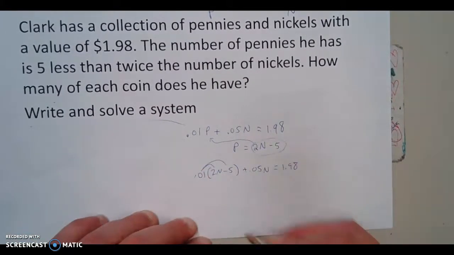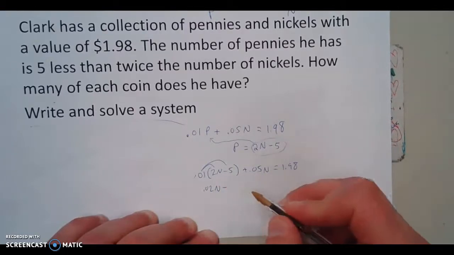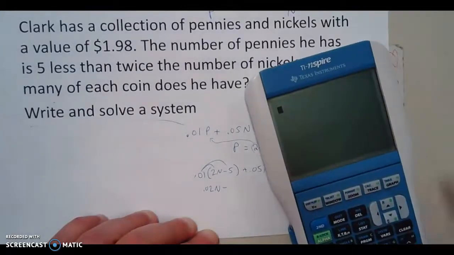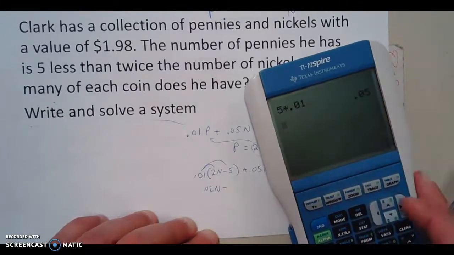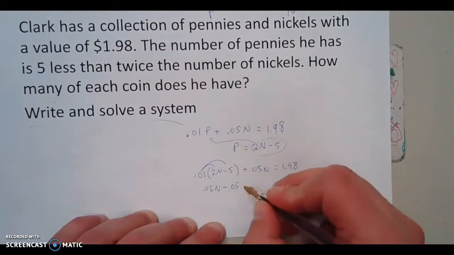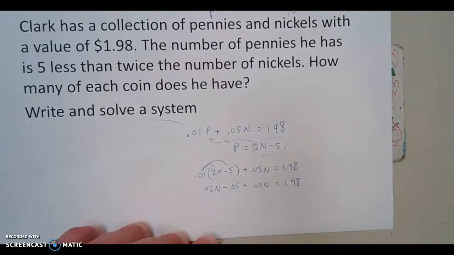Okay, so we're going to distribute. That's going to be 0.02n minus 5. And for any of this stuff, if you need calculators for it, obviously feel free. If you don't know what 5 times 0.01 is, it's just the decimal moving over. But you can do it. So it's 0.05. Okay, and then we have plus 0.05n and the $1.98.